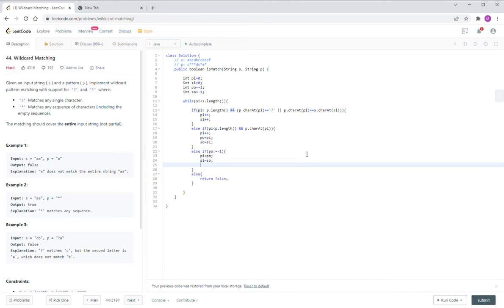In this one, when D matches D, C does not match the D, we need to roll back. But after the rollback, we will do one thing. SO should go 1 later and then do the rollback, because we already compared the SI with the PI. We already compared this D and D. So next time we will compare D with the B. So we should let SO go to 1 location later.